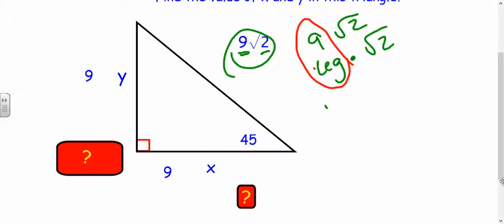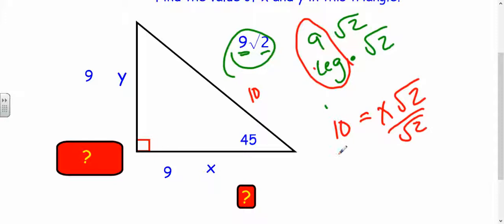All right? So if you have a different number here, say you had 10 here, okay? 10 does not have a square root of 2. But you know it's a 45, 45, 90. What you would do is you would set 10 equal to x square root of 2, and you would have to divide by square root of 2. You would have to rationalize the denominator, so that you get a square root of 2 on top. So if you don't remember how to do that, that means you have to multiply 10 over square root of 2 equals x.